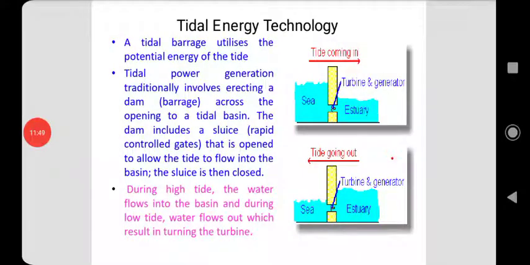So like this also you can produce the energy. So the gate connected with the turbine and generator is called the sluice gate. The dam includes a sluice or rapid control gates that is open to allow the tide to flow into the basin.